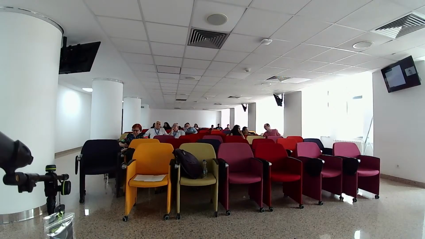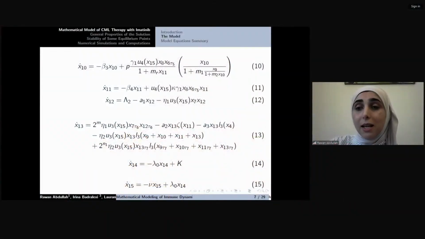Equation 10 represents the Th2 cells, in which this is the degradation rate and this is the differentiation of CD4 plus T cells into Th2 cells. Equation 11 represents the T regulatory cells, in which this is the degradation rate and this is the differentiation of naive CD4 plus T cells into T regulatory cells.